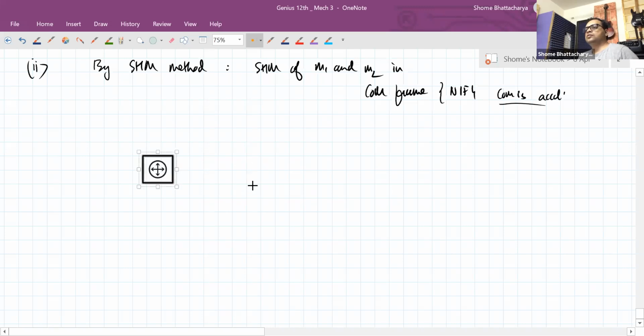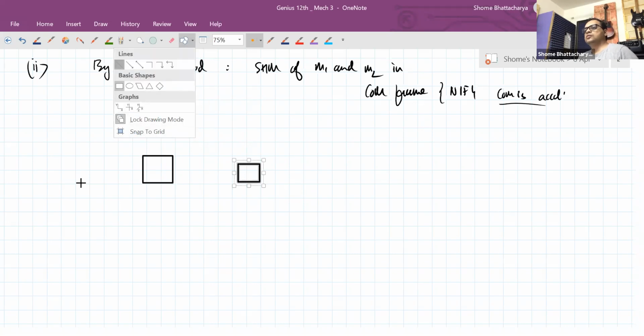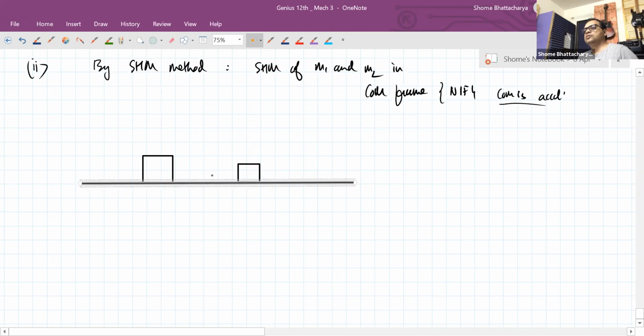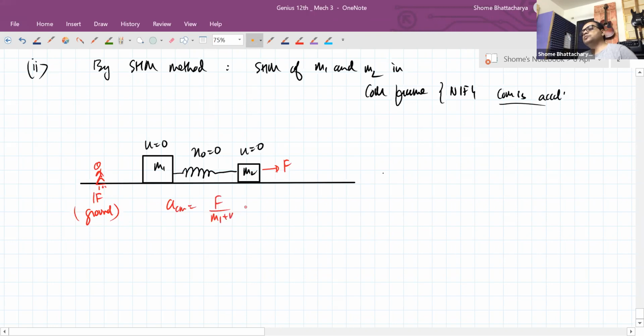So anyhow, x naught is equal to 0. This one is at rest, this one is at rest. Okay. And a force like this starts acting on the block. So this is what we are seeing in ground frame, in inertial ground frame. So we see the acceleration of the center of mass of the system, according to this guy, is F upon m1 plus m2. Okay. Now from here, let's get into the center of mass frame.